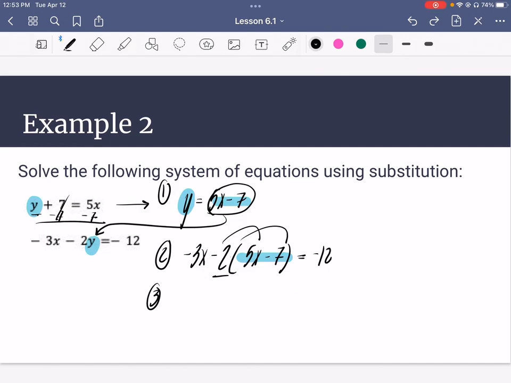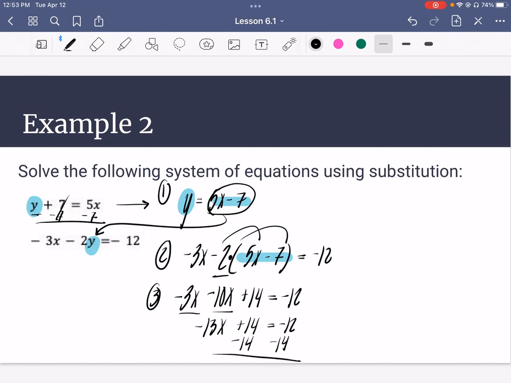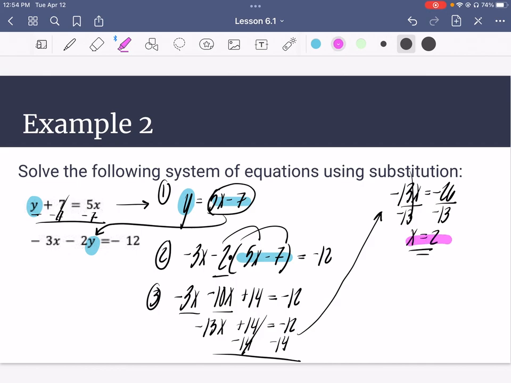Same thing here. I can distribute this negative 2, and always be careful here. Even if this was just a negative 3, I might think, okay, I can combine that with this. I technically can't because of order of operations. That tells me multiplication has to come first. So negative 3x, this becomes negative 10x plus 14. We combine our like terms. I'm going to subtract the 14 from both sides. I'll continue writing this up here. So I get negative 13x equals negative 26.